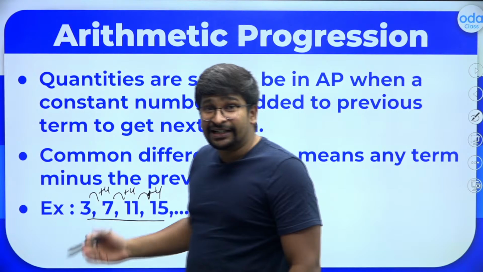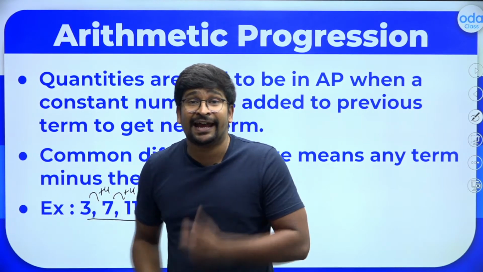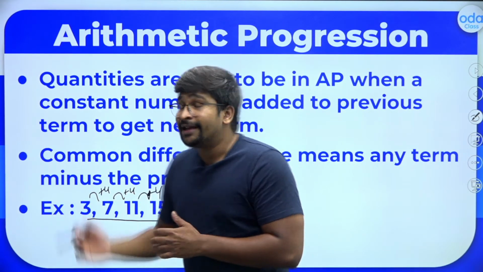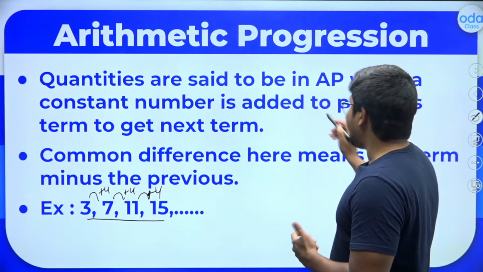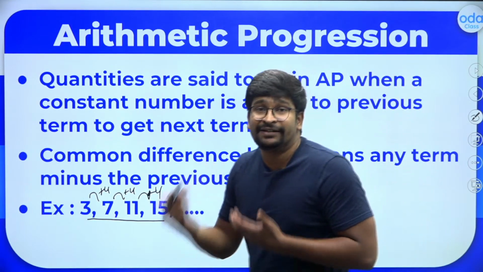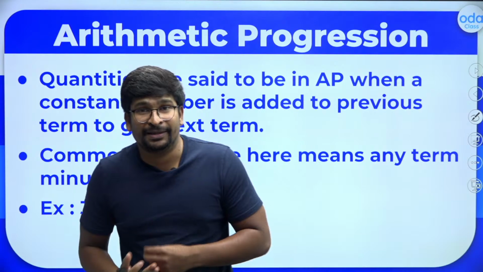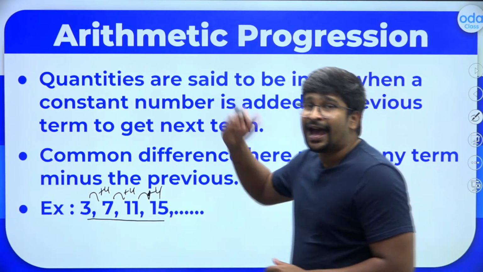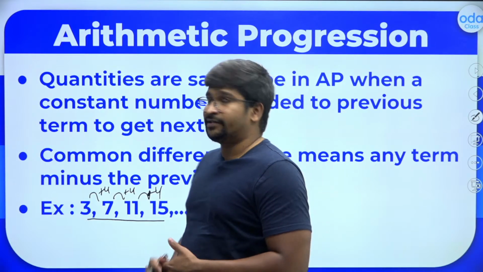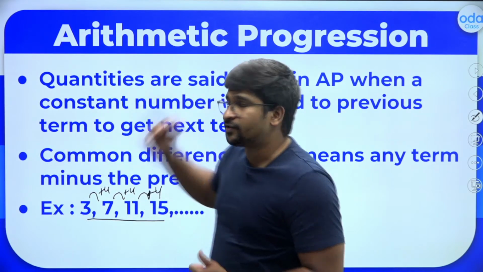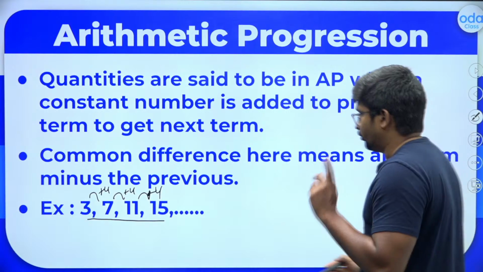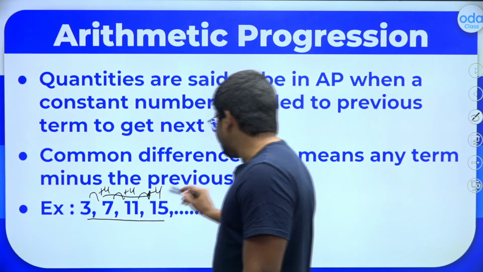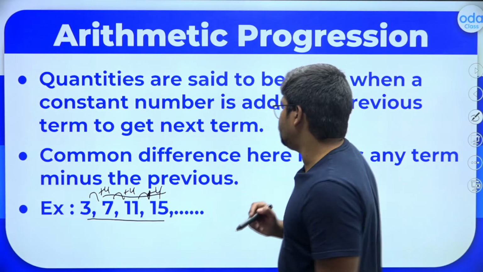Yes. So what is happening? To every term, a constant number is getting added. That means any term can be found by adding a constant number to the previous term in case of an AP. So what is the rule followed in an AP? Any term can be found by adding a constant number to the previous term. That kind of progression is called an AP or arithmetic progression. So here the constant term 4 is getting added. Is it clear to all of you?